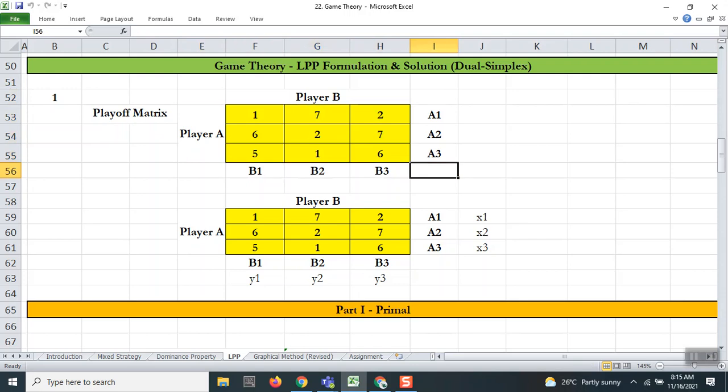Then row wise we will name it as x1, x2, and x3. So x1 is row 1, x2 is row 2, and x3 is row 3. And y1 is column 1, y2 is column 2, and y3 is column 3. So this is how we label our matrix. For the Dual simplex model, you probably know what a primal is. Primal is the exact problem, and dual is the opposite of that. For example, if the primal is a minimization, then the dual is a maximization, and vice versa.